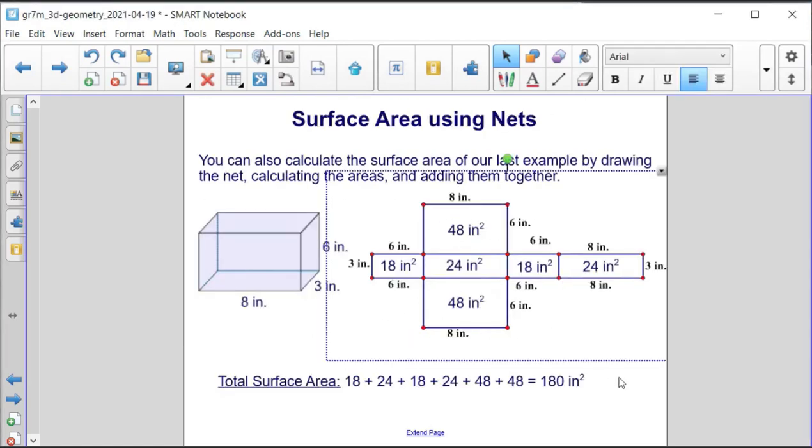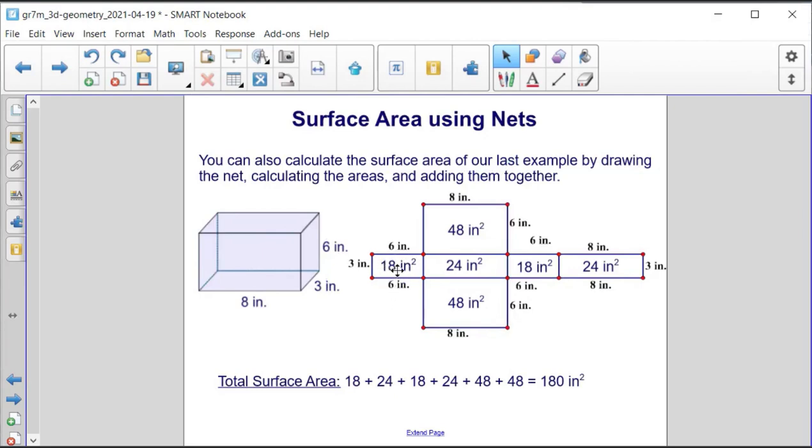And once the net is unfolded, you can calculate each rectangle's area. So this left side, we have 3 inches times 6 inches, which is 18 square inches. The back has dimensions 8 inches by 6 inches, or an area of 48 square inches. The bottom is 8 inches by 3 inches, which has an area of 24 square inches. The front is identical to the back, 48 square inches. The right side has an area of 18 square inches, and the top, unfolded down, matches the bottom and has an area of 24 square inches because we multiplied 8 and 3 together. And then if you add up all of these area values, we still get the same solution, 180 square inches.